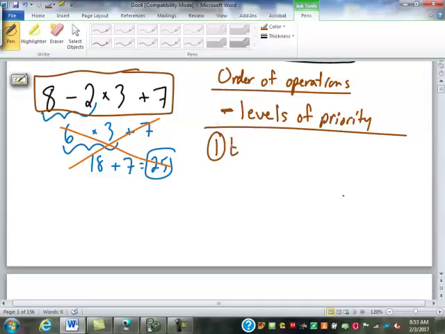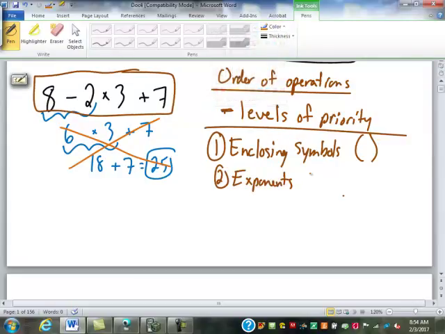So the highest level of priority, the first thing you would do if it's available, is something called enclosing symbols. A lot of us were taught enclosing symbols are just parentheses. And that is the main type of enclosing symbol we'll see, but there are other types that we will run into. Second level of priority is exponents. Exponents includes two things, powers and roots.